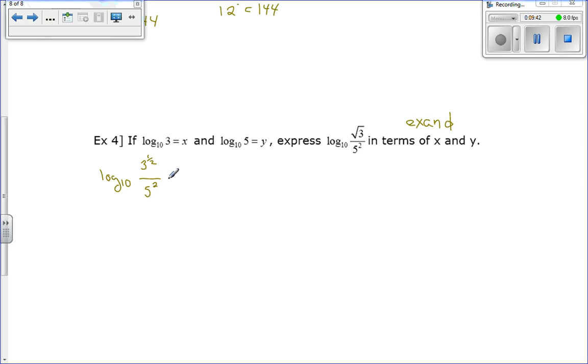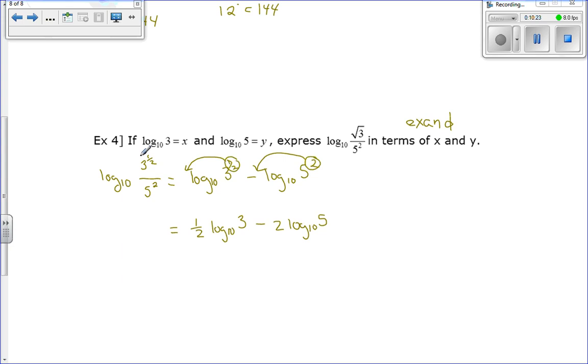Now, because I have a division, that means I'm going to subtract my logs. So I have log base 10 of 3 to the 1/2 minus log base 10 of 5 squared. When they have exponents, I need to bring my exponents out in front. I will have 1/2 log base 10 of 3 minus 2 times log base 10 of 5.